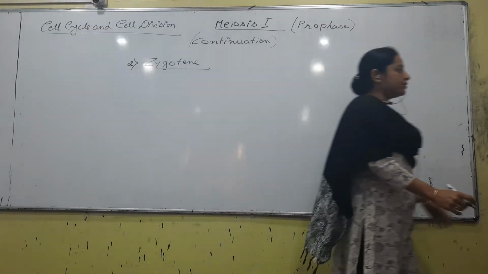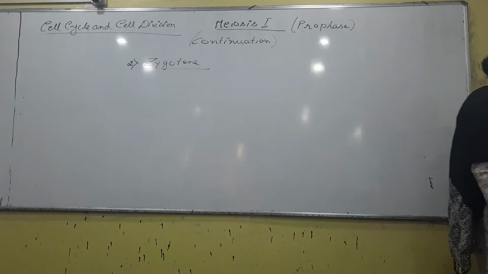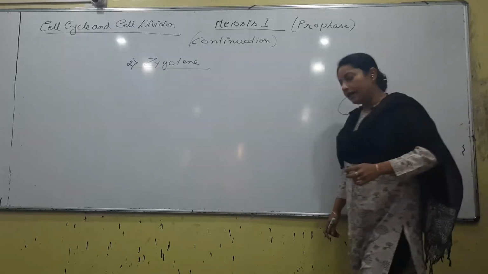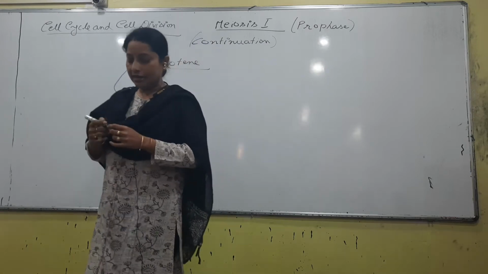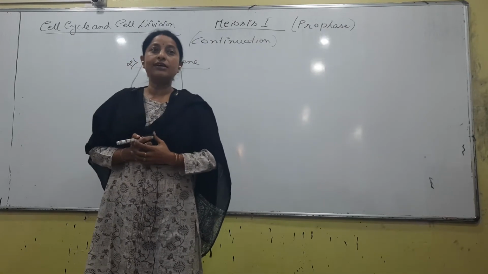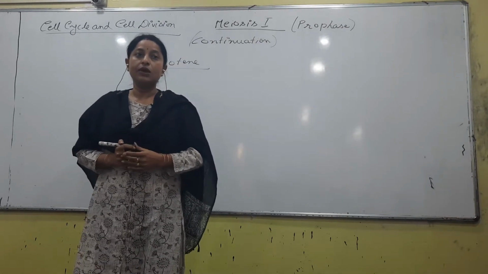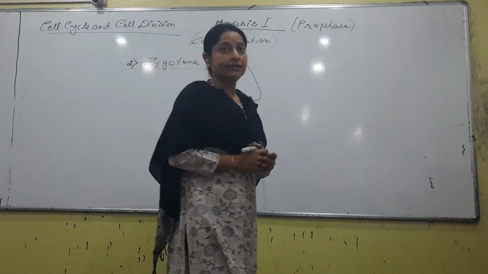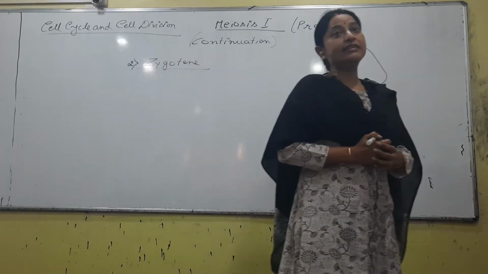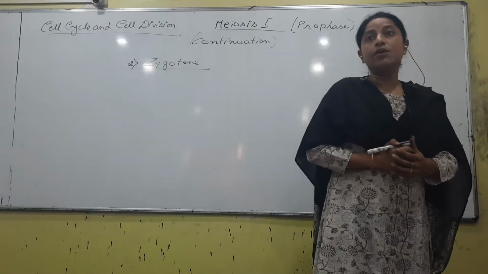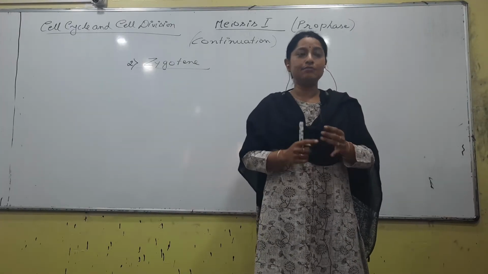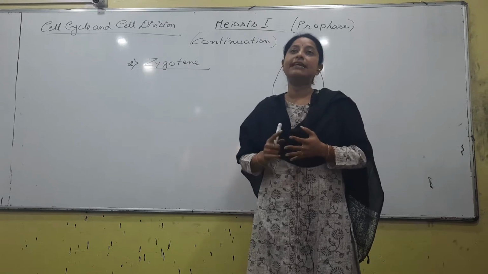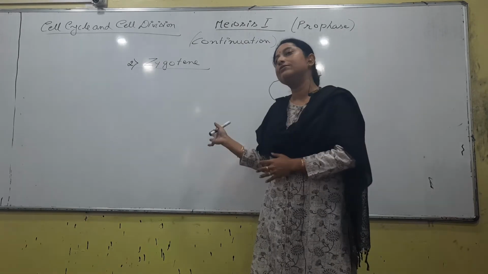For those students who have already read this chapter, there are certain words I think you all have already heard or you should learn about. Words like synapsis, words like bivalent, right? What is a bivalent? What is the process of synapsis? What is synaptonemal complex? Bivalent, synapsis and synaptonemal complex. This is the portion that we are going to study here.